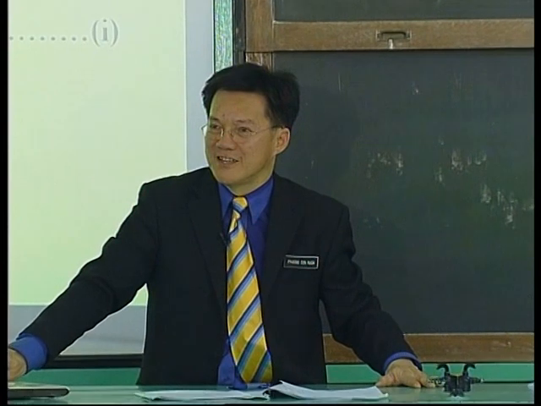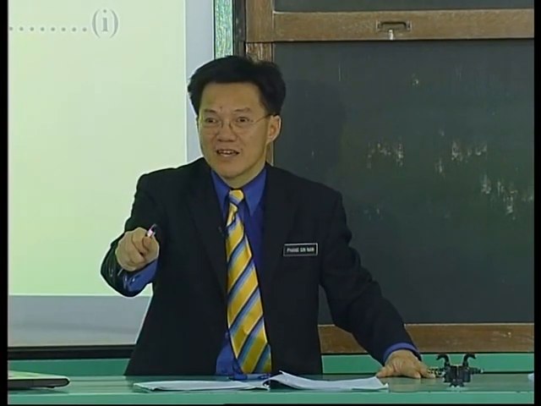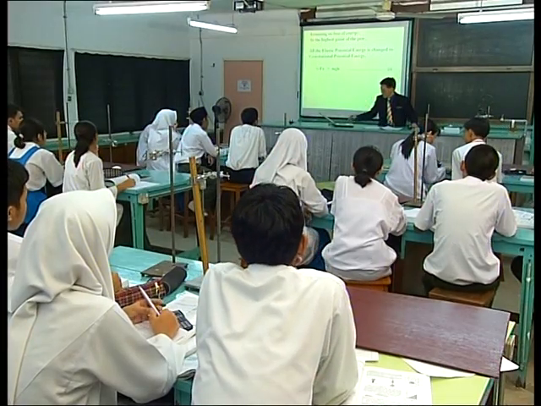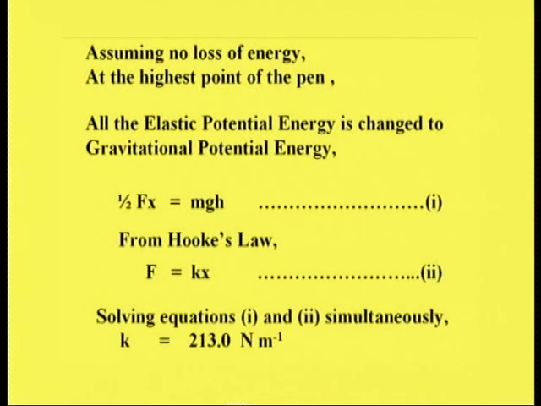And after that, what do we use the value of F in? Another equation. What is the other equation? F equals to? That is an application of one of the laws. What law is that? Hooke's law. Very good. All right. So from Hooke's law, we know that F equals kx. And by solving these two equations simultaneously, we get the value of k. So in this particular instance, we have k equals 213 Newton per meter.